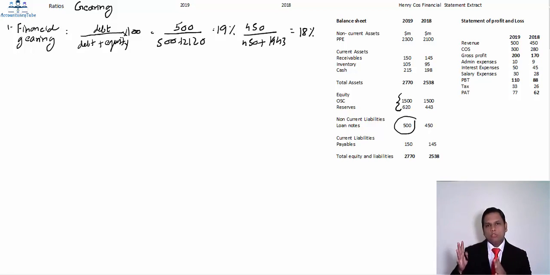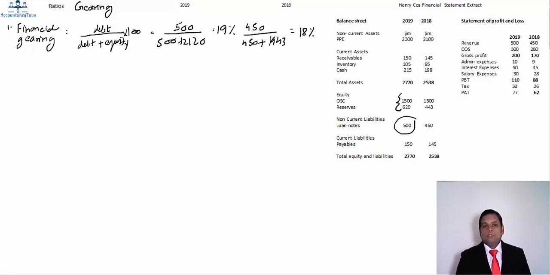Now comparing 2019 with 2018, you can see that there is a slight increase in financial gearing, and the reason is straightforward, can be seen from the extract of the financial statement, that the debt of last year 2018 was 450, when current period was 500. It means that around 50 million additional loan was obtained, which is evident with the ratios that we have just computed.